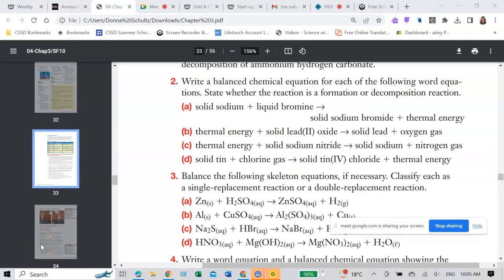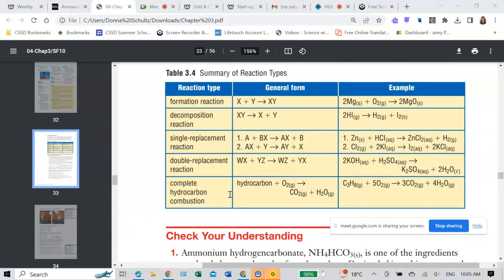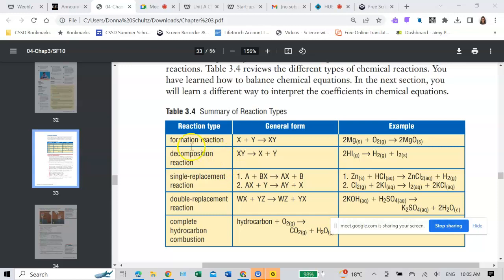So what we're going to do is go through the chapter 3.2 questions. Okay, 3.4. And we're going to say what type of reaction it was. If substance 1 and substance 2 react to produce something together, that's a formation reaction. We also have decomposition, single replacement, double replacement, and combustion. Sometimes this is corrosion, but in this case we're going with combustion.